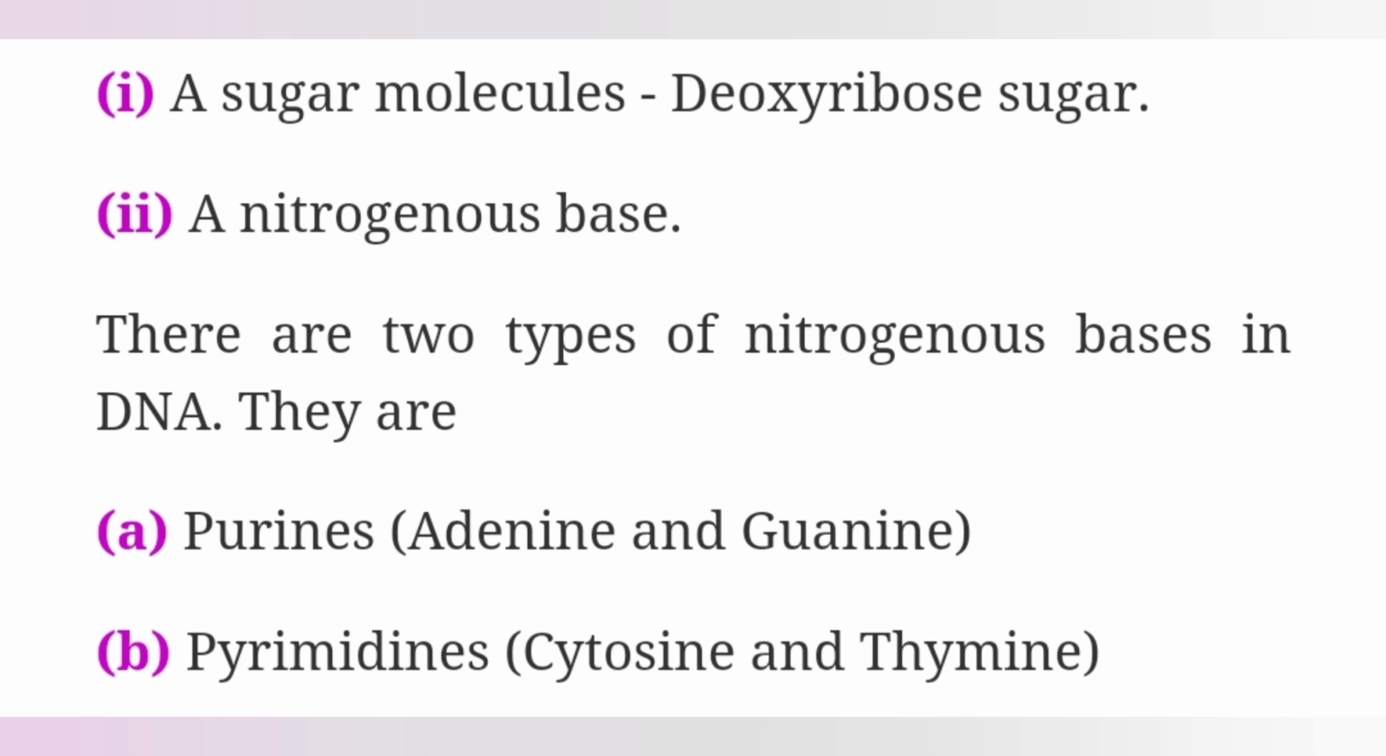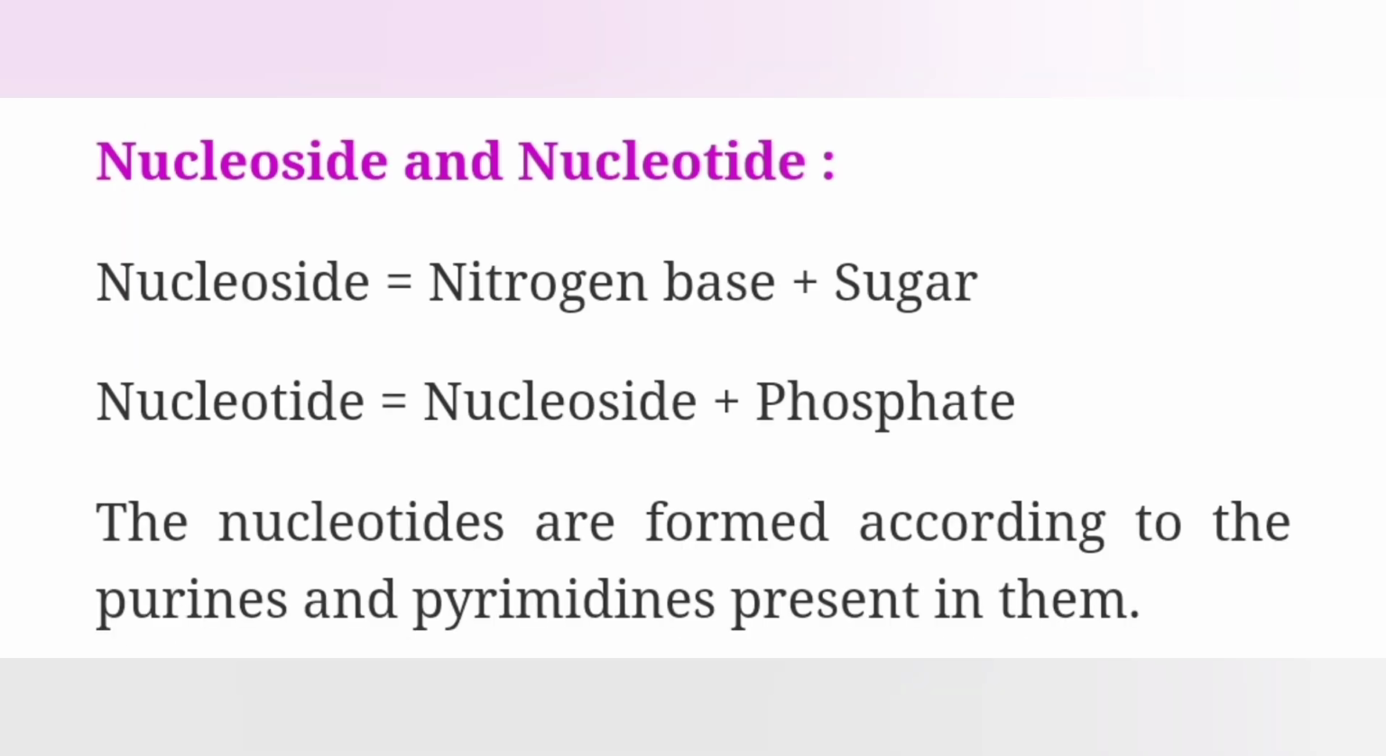There are two types of nitrogenous bases in DNA. They are option A, purines: adenine and guanine. Option B, pyrimidines: cytosine and thymine. Nucleoside and nucleotide. Nucleoside is equal to nitrogen base plus sugar. The nucleotide is equal to nucleoside plus phosphate. The nucleotides are formed according to the purines and pyrimidines present in them.